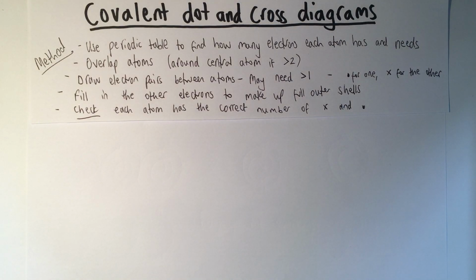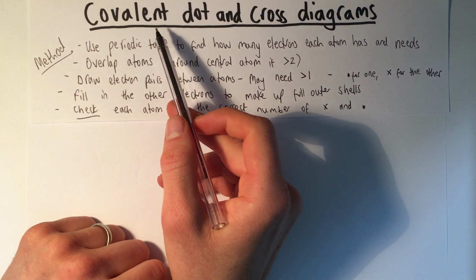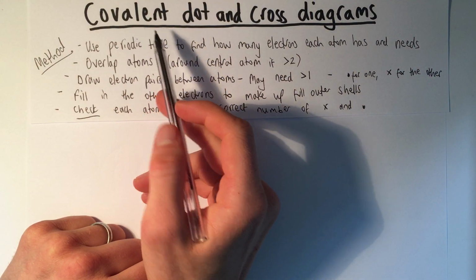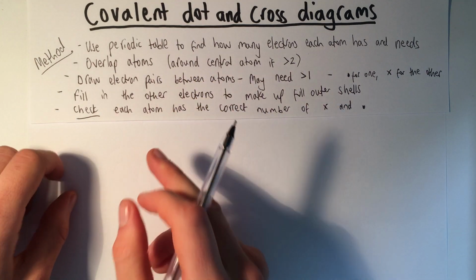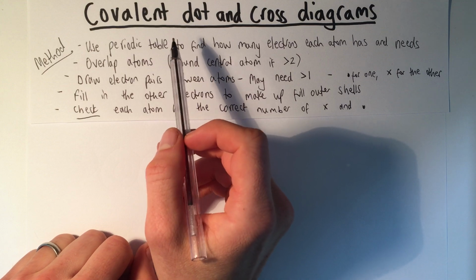In this video I'm going to talk you through how to draw dot and cross diagrams for covalent compounds and elements. It's covalent, so remember that's different to ionic, which shows separate ions. There's a separate video about this. This is just for elements and compounds that contain non-metals only.